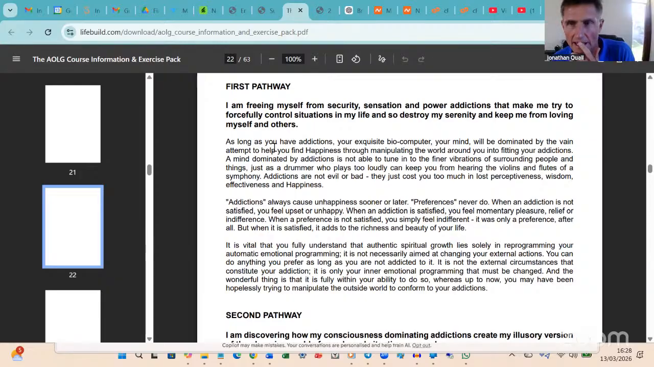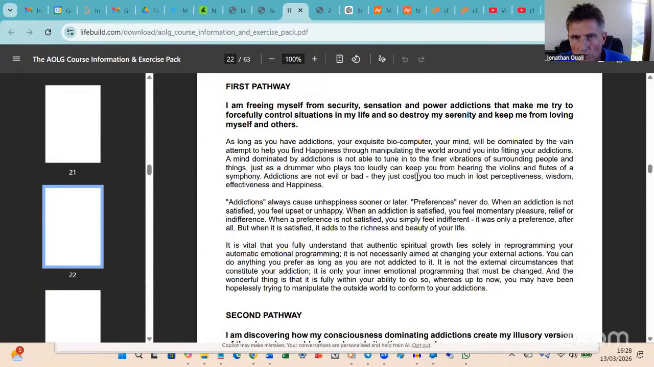Okay. So Elaine, if you can read the next one, as long as you have addictions. As long as you have addictions, your exquisite computer, your mind, will be dominated by the vain attempt to help you find happiness through manipulating the world around you into fitting your addictions. A mind dominated by addictions is not able to tune into the finer vibrations of surrounding people and things, just as a drummer who plays too loudly can keep you from hearing the violins and flutes of a symphony. Addictions are not evil or bad, they just cost you too much in lost perceptiveness, wisdom, effectiveness, and happiness.